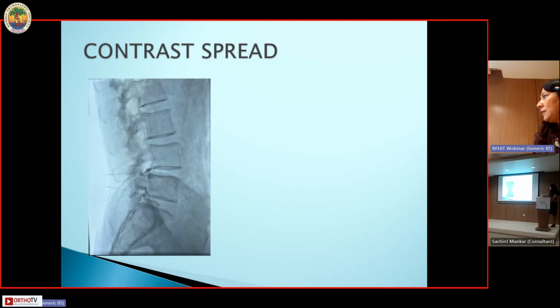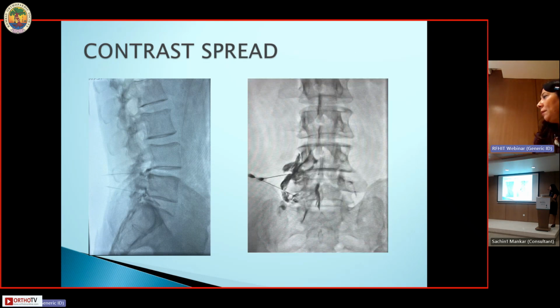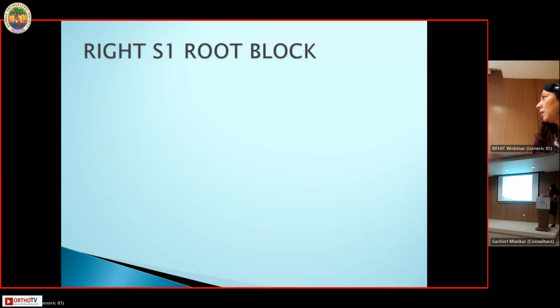So we see the contrast spread here in the L4 and L5. On AP imaging, first you do lateral imaging to see the contrast, then AP image. The contrast should be seen as these nice two parallel lines, which tells you that the contrast has spread circumferentially around the nerve. So like I said, when you do a transforaminal, it is supposed to spread retrogradely into the epidural space as well as into the nerve root.